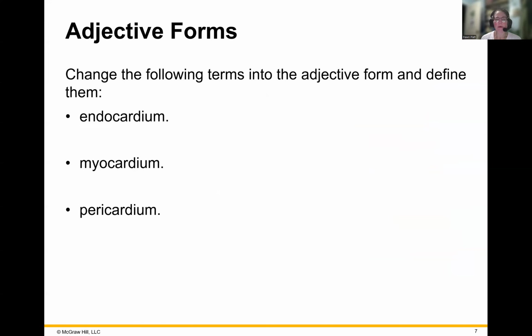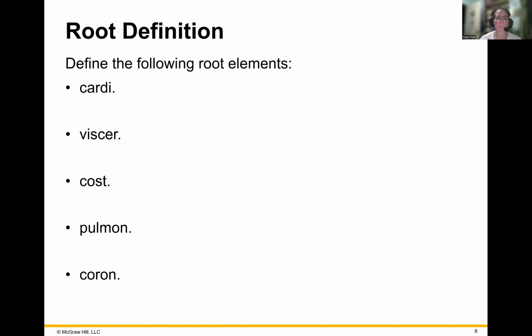So we already talked about the terms endocardium, myocardium, and pericardium. So what do we do with that term in order to change it into an adjective form? Pretty simple. You're just going to change that ending suffix. We change it from um to al. So endocardium becomes endocardial, myocardium becomes myocardial, and pericardium becomes pericardial. Root elements, the definition, let's take a look.